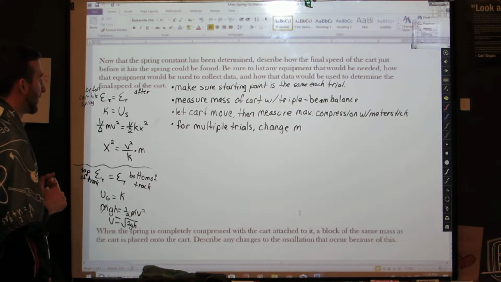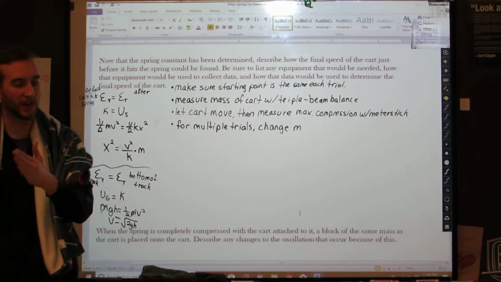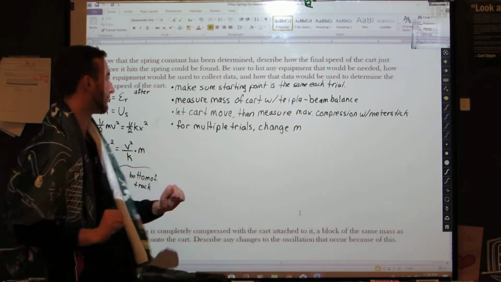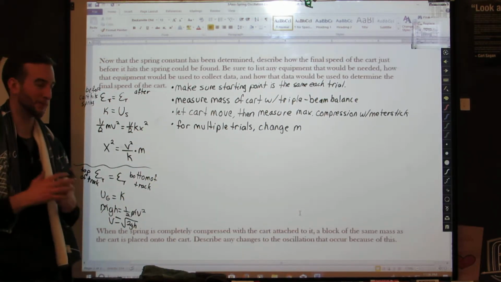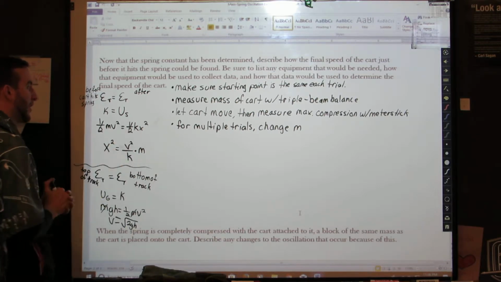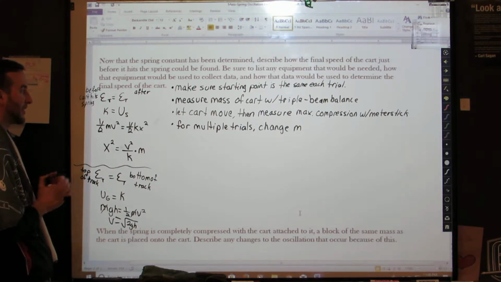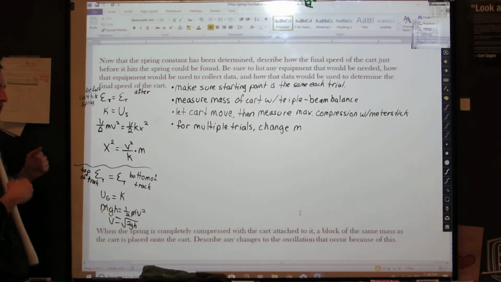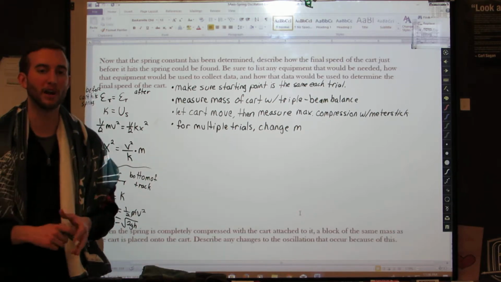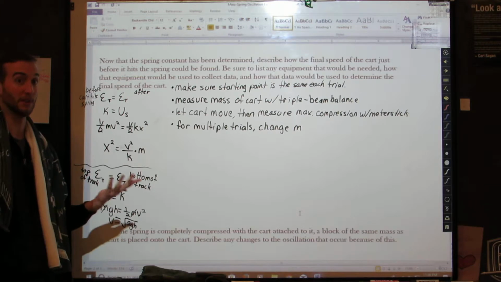So, initial energy before the car hits the spring, it's got all kinetic energy. Afterwards, once it has compressed the spring to its maximum compression, all that kinetic energy has been transferred to elastic potential energy. We know the equations for both of these. We know that if we change the mass, as long as we make sure the starting point is the same for each trial, the speed will be the same. That will be a constant. That is what we are trying to measure here. Speed will be a constant. Spring constant, its name is a constant.